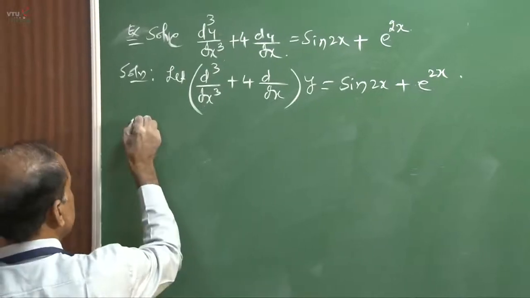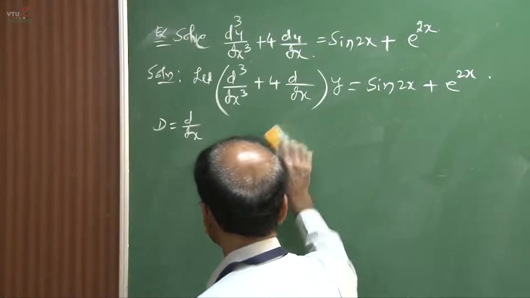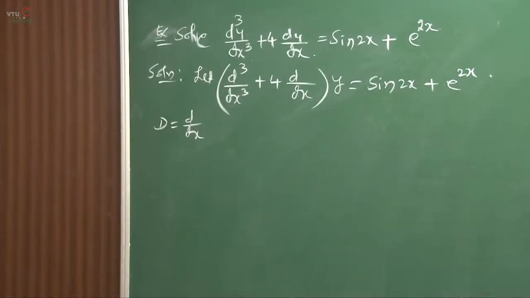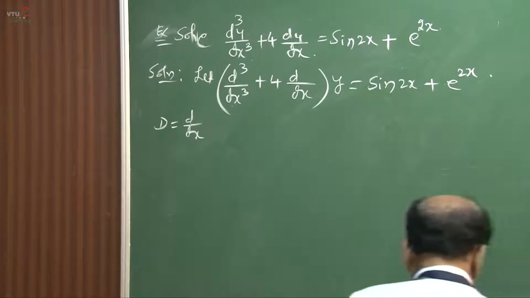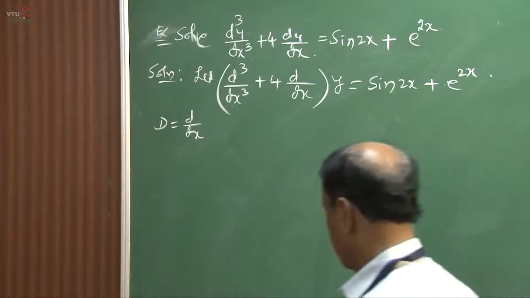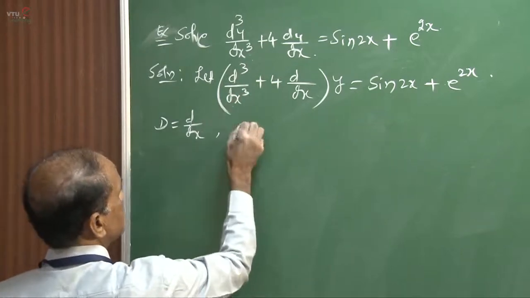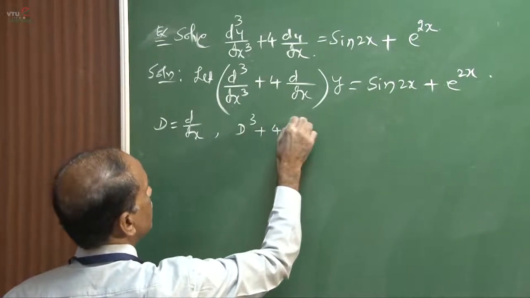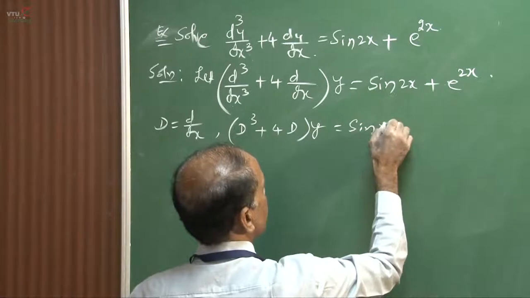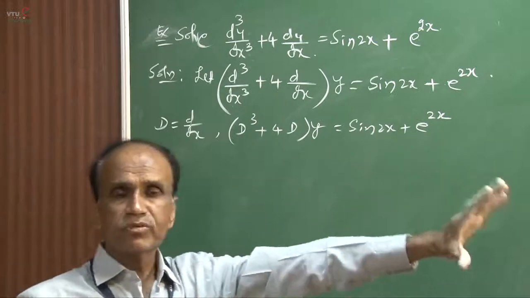Now introducing D equal to d divided by dx. Introducing D means the linear differential operator. Linear differential operator means it's a symbol, it's a notation, right? Then according to the order of the derivative, that is third order derivative, D cube plus 4D, which is operating on y, is equal to sine 2x plus e to the power 2x. This is according to your convenient form.